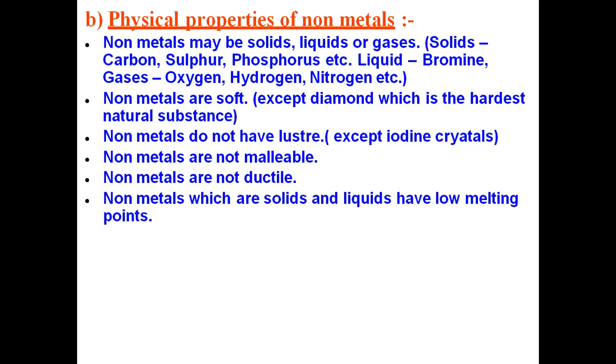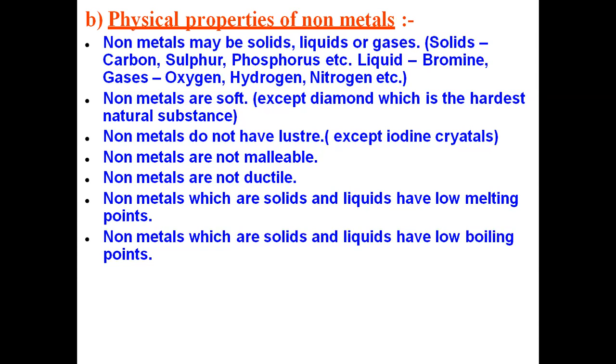The next is that non-metals which are solids and liquids have a low melting point. Usually we consider a melting point for our solids only. The low melting point is because they are soft solids. Soft solids have a low melting point. The next property is about the boiling point. The boiling point of these non-metals is also low. Again, the low melting point comes into the picture.